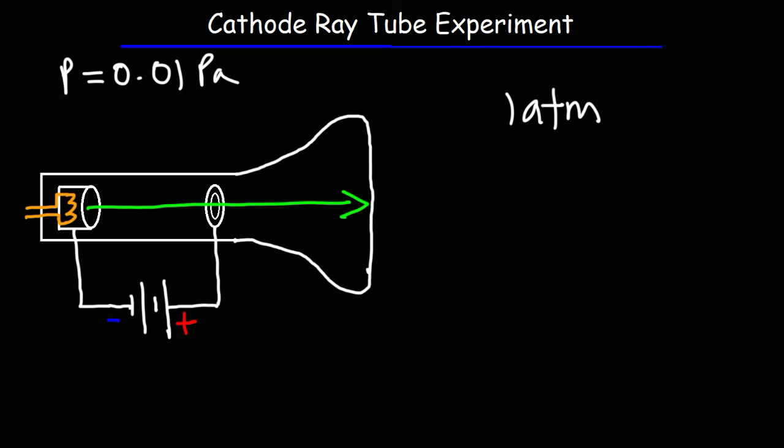If the pressure is too high, the electrons will collide with the gas particles, and you won't get the same effect. It won't be visible.